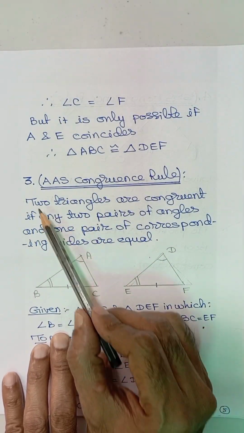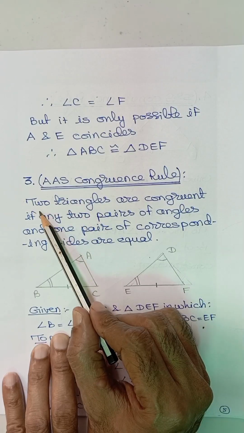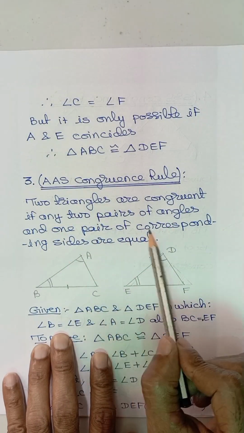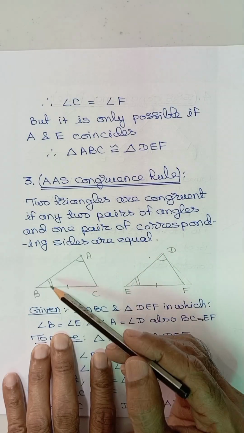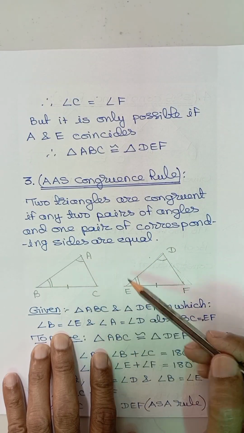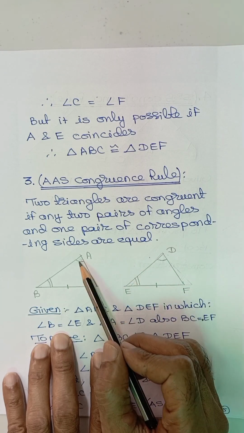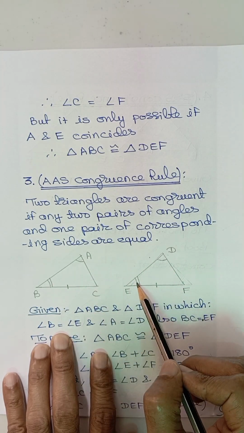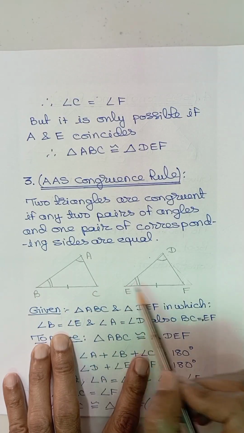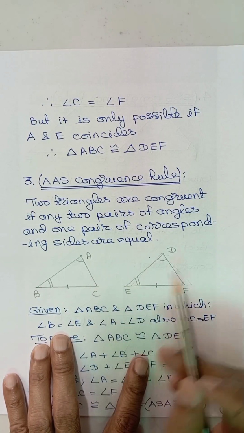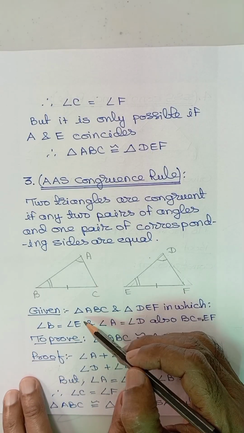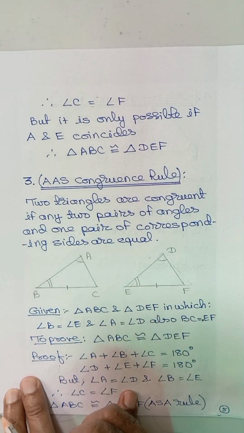Now I first read out the statement of AAS. Two triangles are congruent if any two pairs of angles and one pair of corresponding sides are equal. So suppose these two angles are a pair of angles and these two angles are the other pair. This angle is equal to this, and this angle is equal to this, and the corresponding side BC will be equal to DF. Then these two triangles are congruent. We have to prove it. Now I have written all the given and to prove, but I will explain in the figure itself.